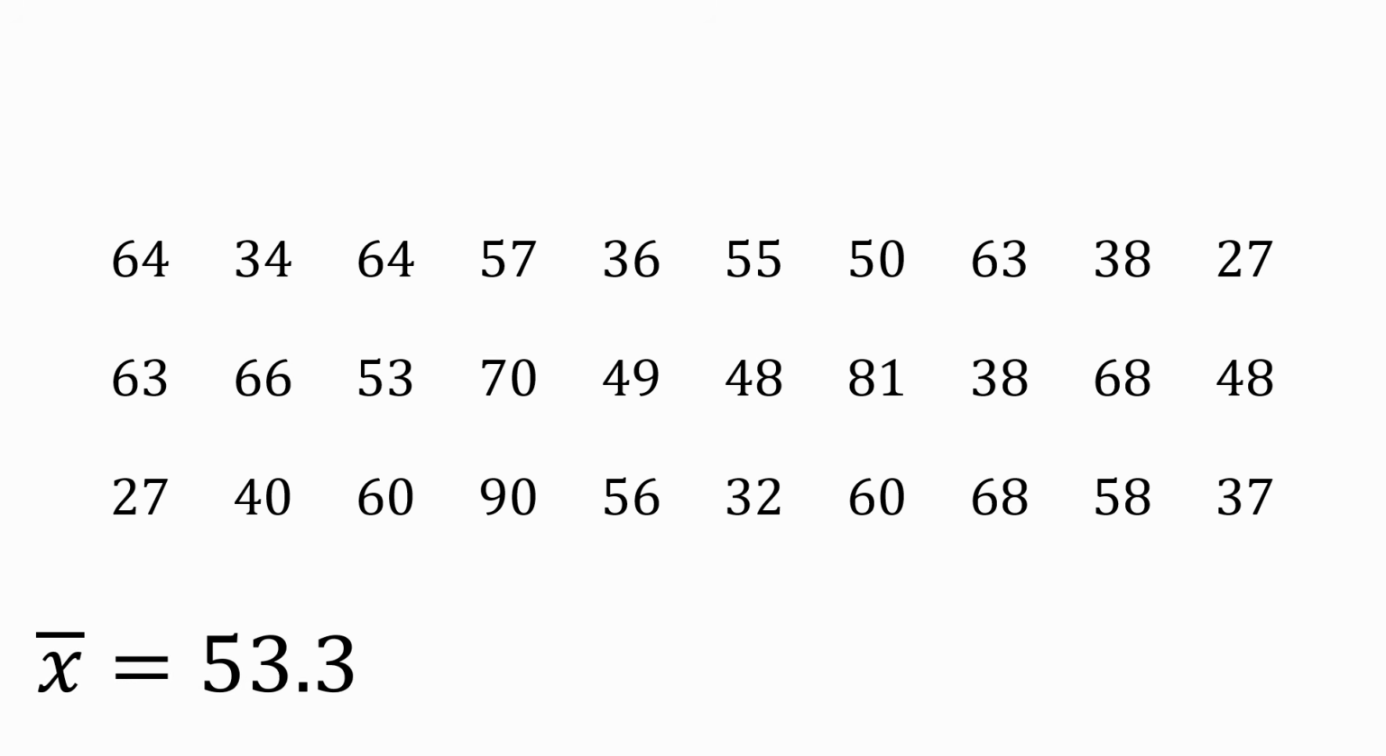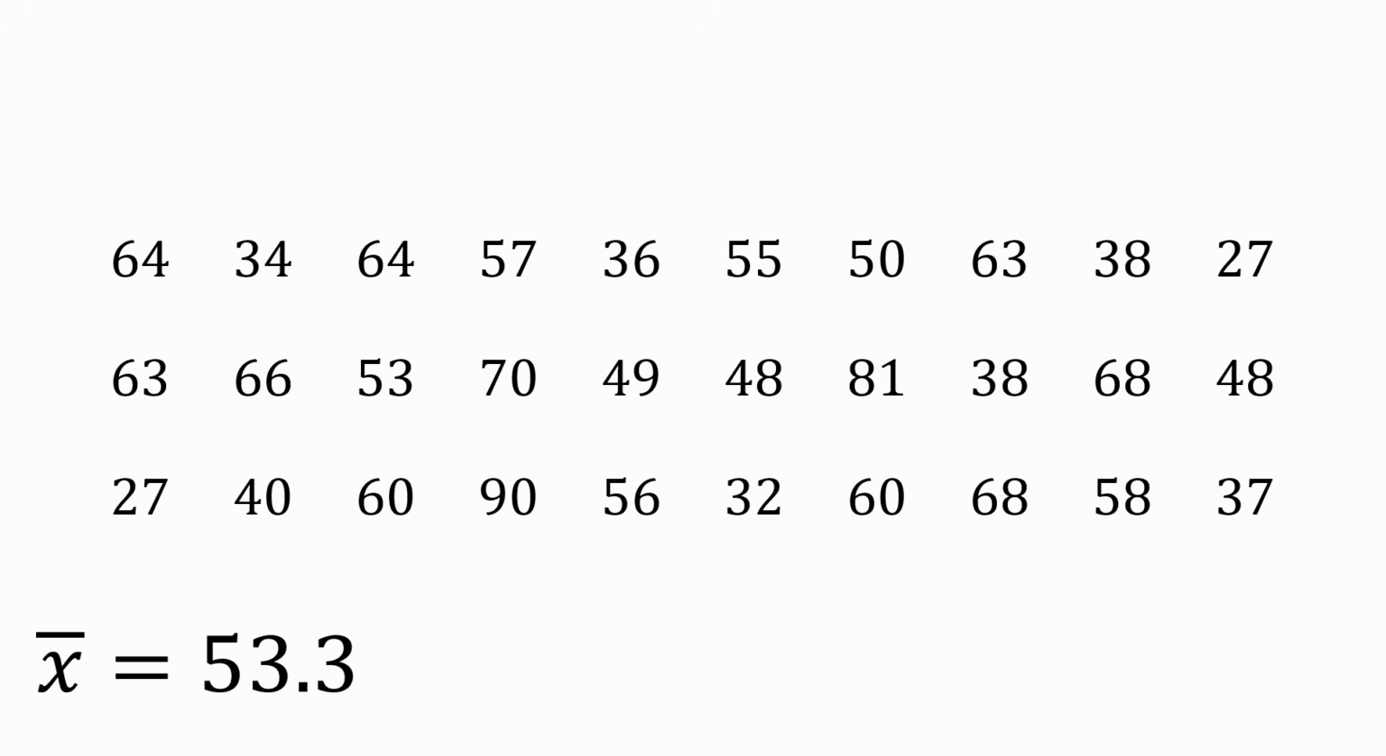We might also want a way to summarize how spread out the scores are. Did the students all score very close to 53.3? Or did some students score much higher and others much lower? In our example, we can see that the scores vary quite significantly, so their spread should be relatively large.